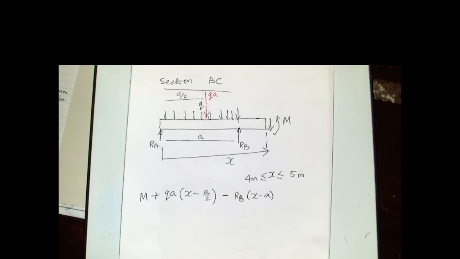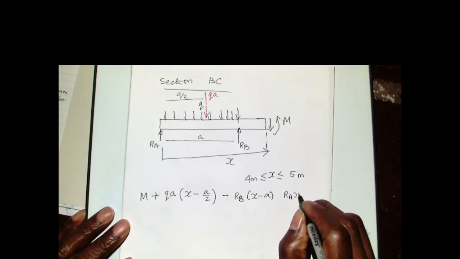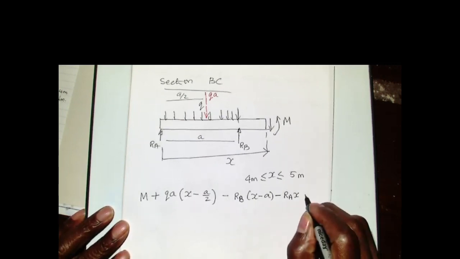RA. That's what I said. So you must make sure you consider all forces acting. So we now look at RA, and what should we do there? Is that RA multiplied by what? Multiplied by X. Is that plus or minus? Minus. And that is 0.